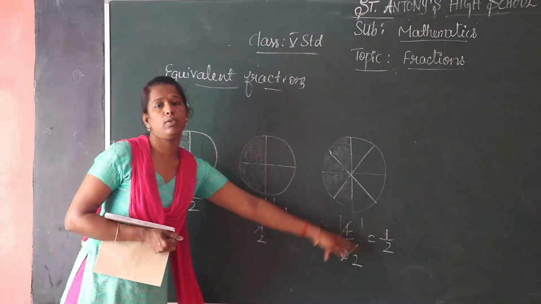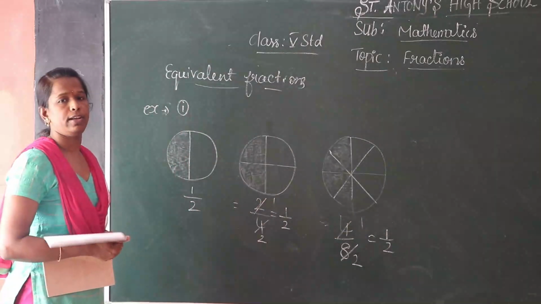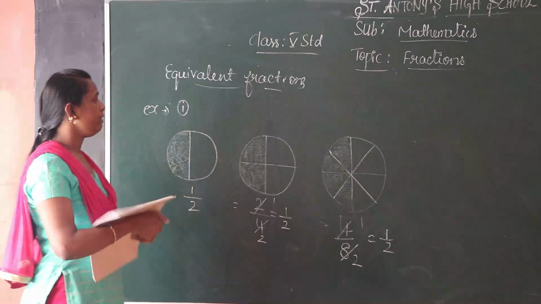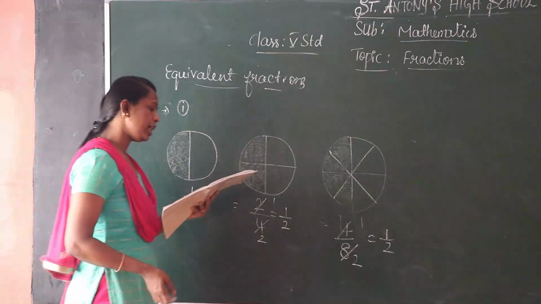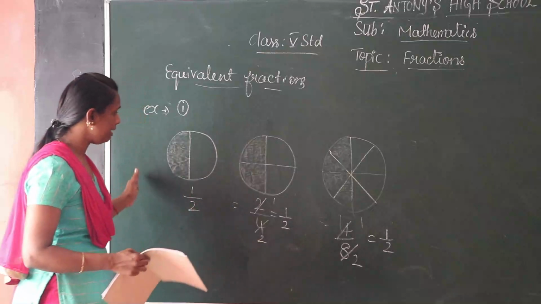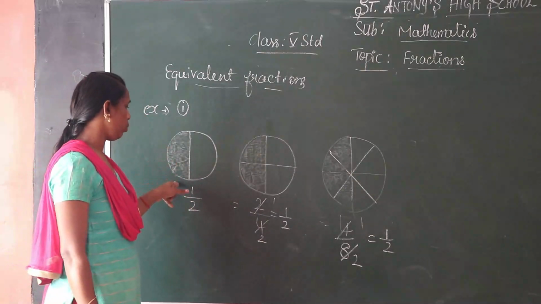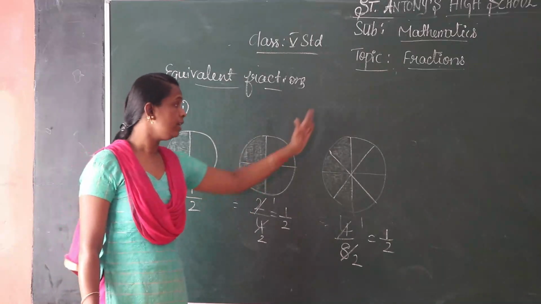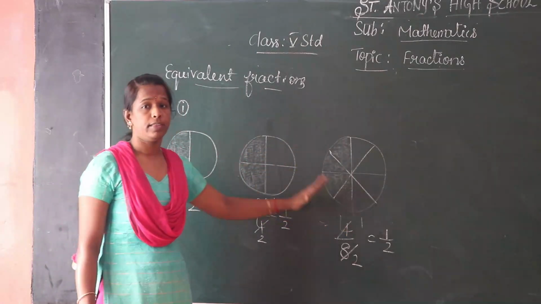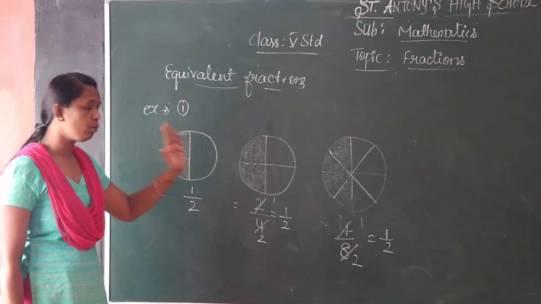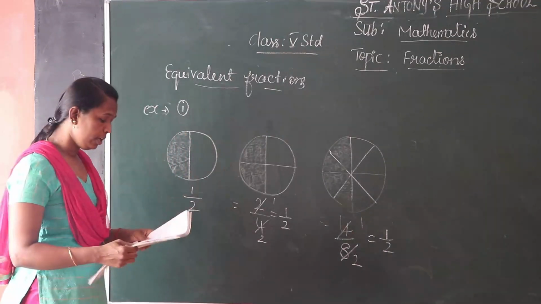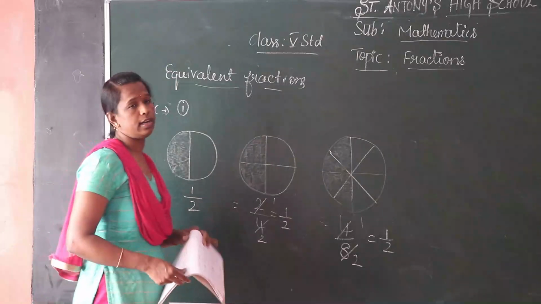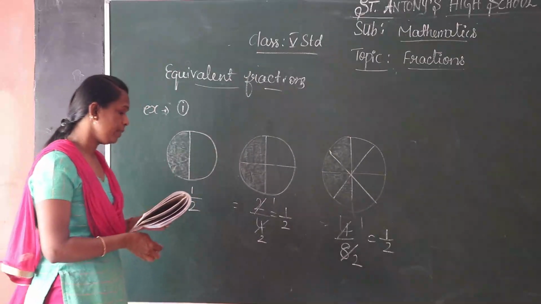Here also 1 by 2. So there is an equal number of parts, and that is called equivalent fractions. The shaded part of all the figures is equal in size. Observe this one: here one is the shaded part and here two are shaded, but we can see the total figure is cut into two parts. Okay children, the shaded parts are equal in size, and these fractions are called equivalent fractions.